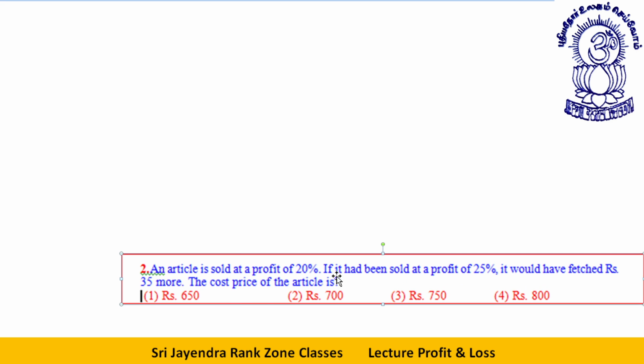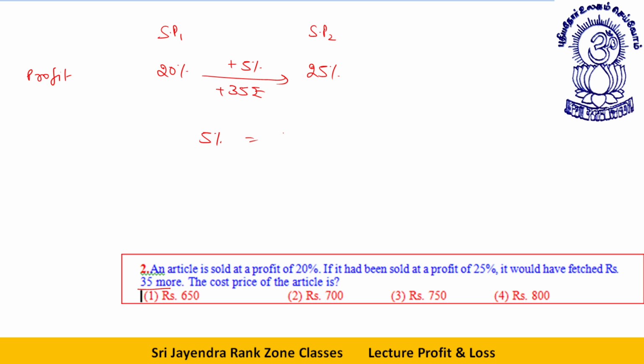An article is sold at a profit of 20%. If it had been sold at a profit of 25%, it would have fetched rupees 35 more. The cost price of the article is. See, students, these sort of questions are very easy. Let's say this is SP1, this is SP2. What is the difference? Article is sold at a profit of 20%. Here the profit is 20%. Had it been sold at a profit of 25%, so how much is being added? Here an addition of 5% is made. This 5% more would have helped the person to fetch rupees how much? 35 more.